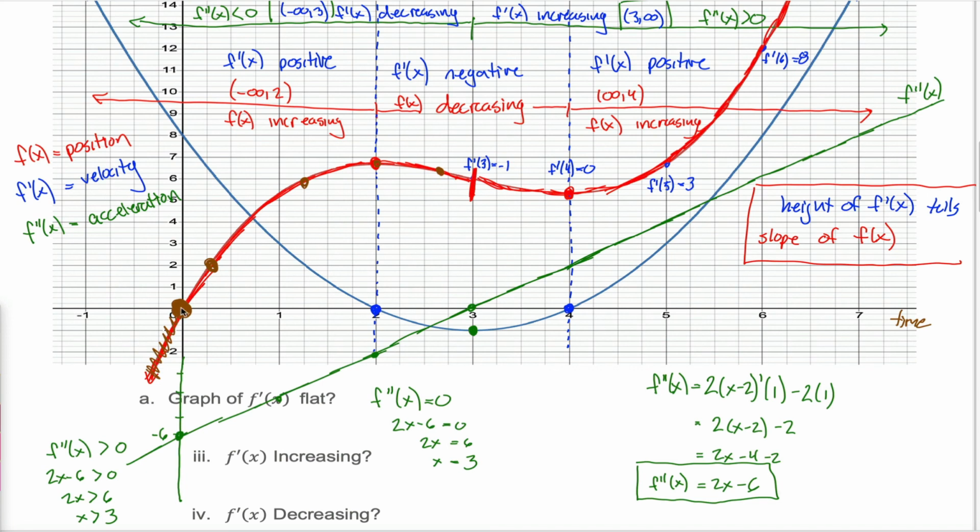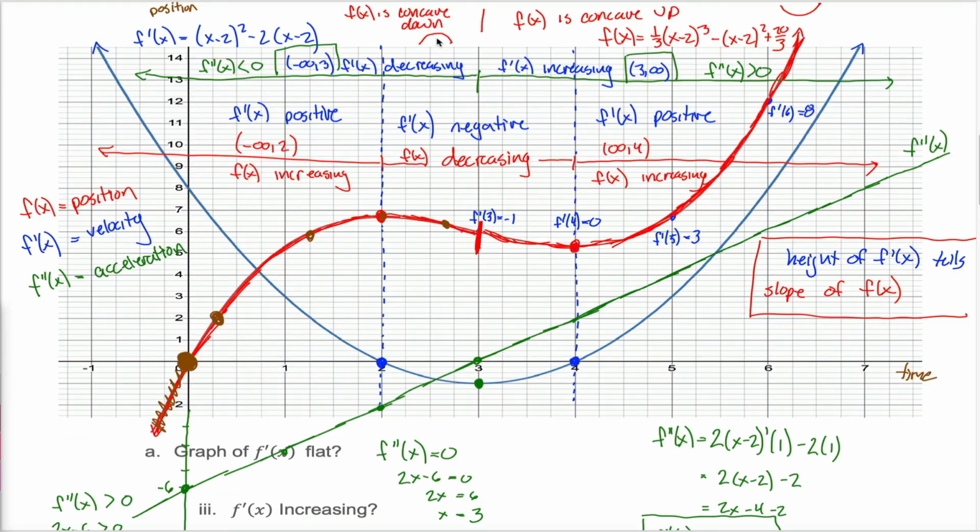Compare the interval from 0 to 2 with the interval from 4 to 6. On both of these intervals, from 0 to 2 and from 4 to 6, the distance between me and my dog is increasing. The velocity is positive. But what's different is the acceleration. From 0 to 2, my dog is slowing down. From 4 to 6, my dog is speeding up. The function is concave down when my dog is decelerating. The function is concave up when my dog is accelerating.